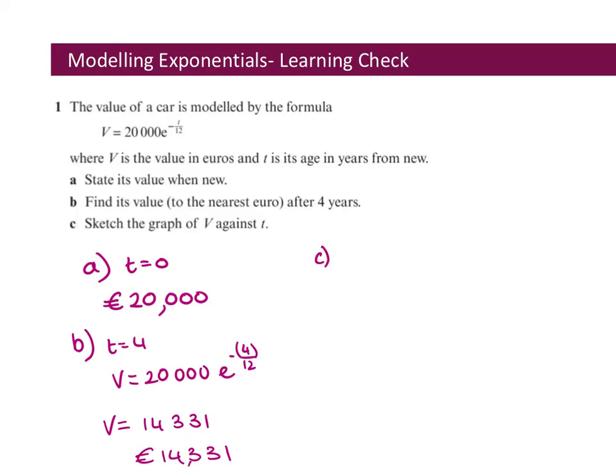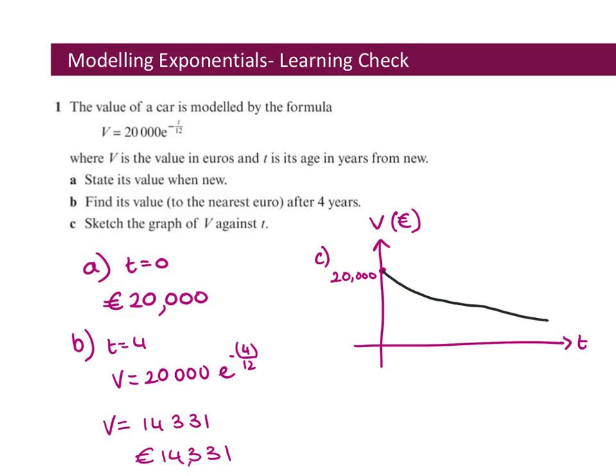Then part C says sketch the graph. So in my sketch, I've got my time, I've got my value. My initial starting value is 20,000, and my value is in euros. Please make sure you have your units. And again, we know eventually this is decreasing, isn't it? This is actually depreciation. So it's going to look like that. It'll eventually get to 0, but I'm not sure how long. Something like that, maybe a bit more of a curve to it. Mine looks a bit wonky. Nice and easy.